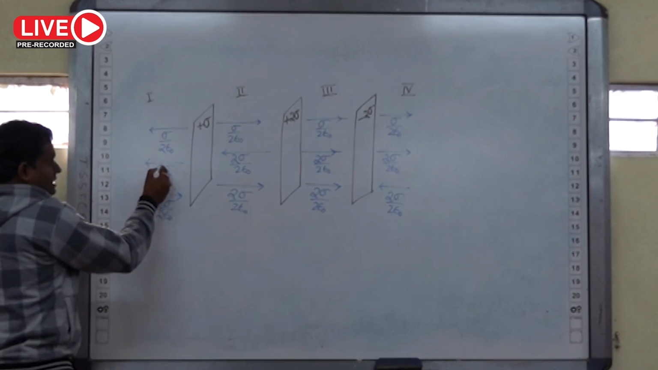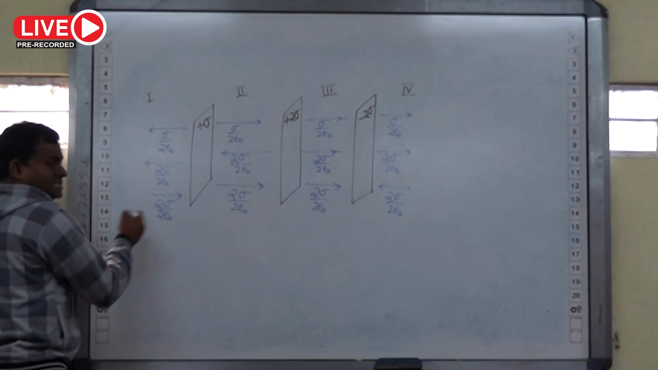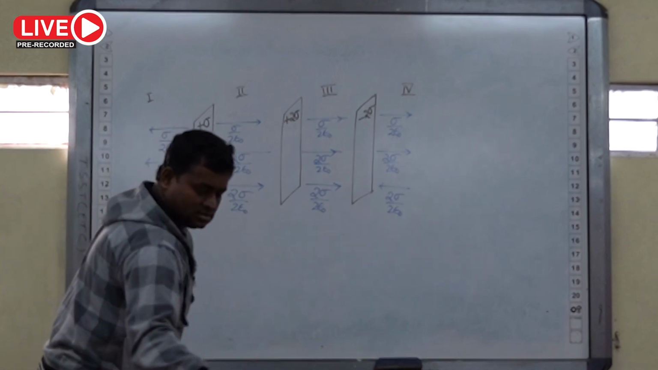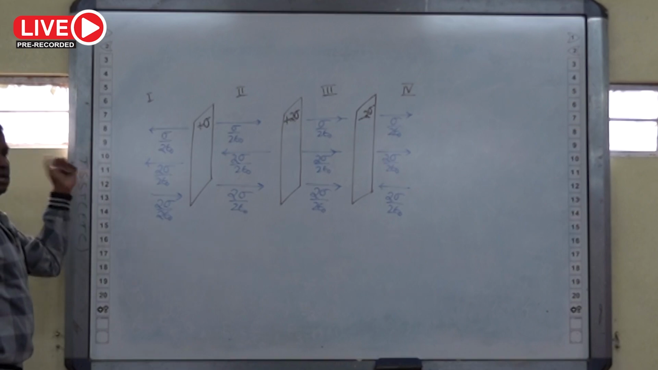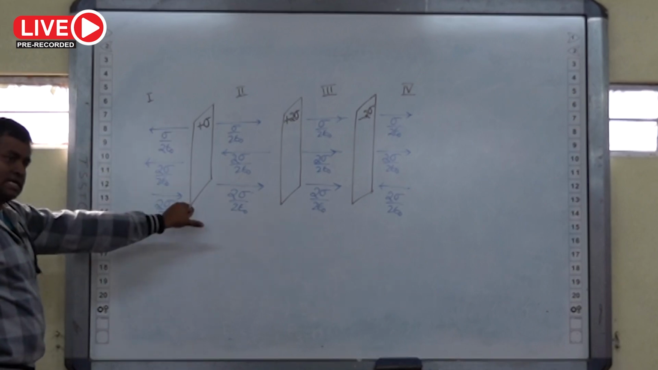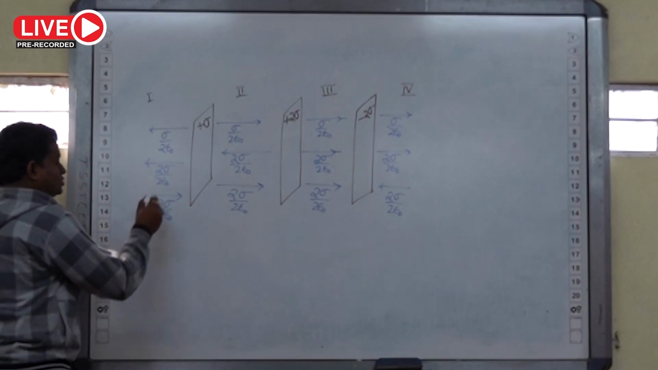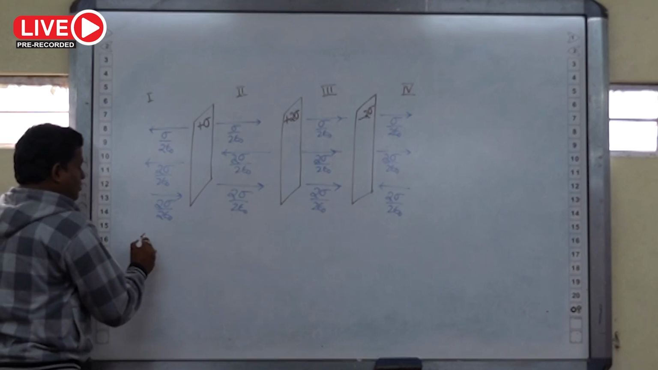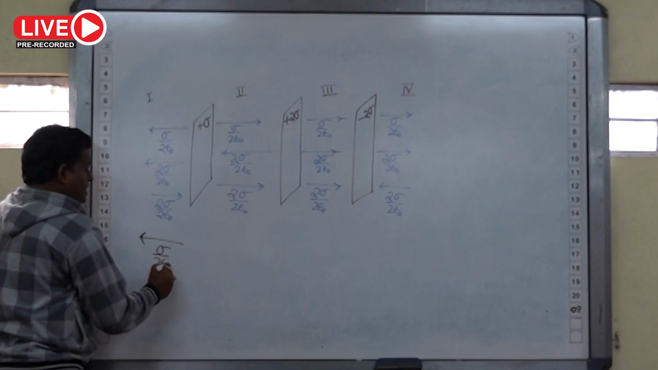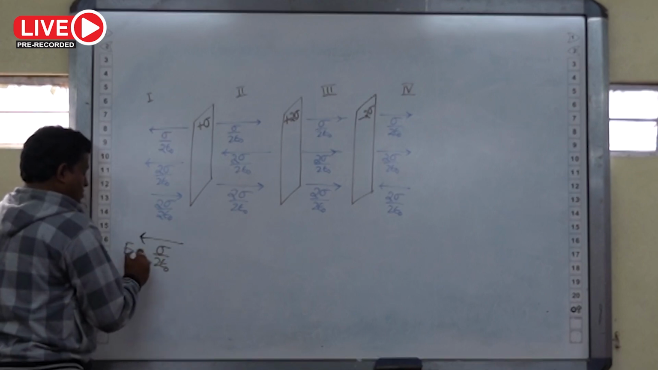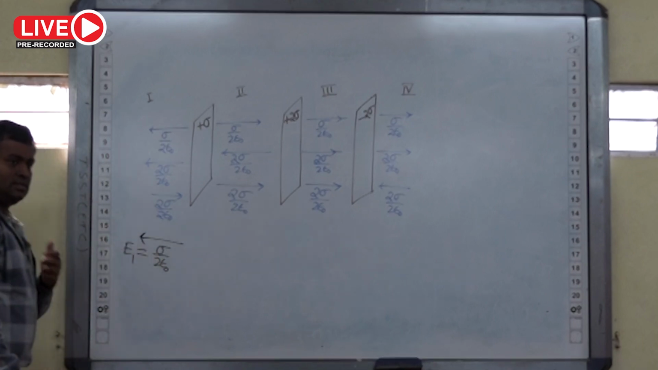Now see, in this region these two will cancel each other, because this is 2 sigma by 2 epsilon naught to the left, 2 sigma by 2 epsilon naught towards right. So these two will cancel each other. So the resulting field in this direction will be along this direction, and it has the magnitude sigma by 2 epsilon naught. That is E1. Okay.